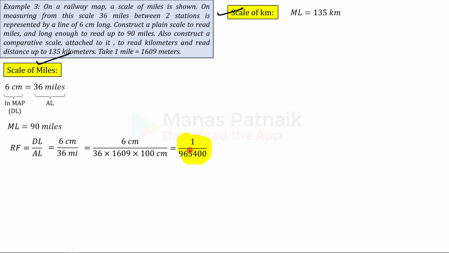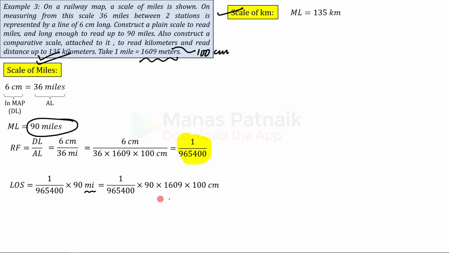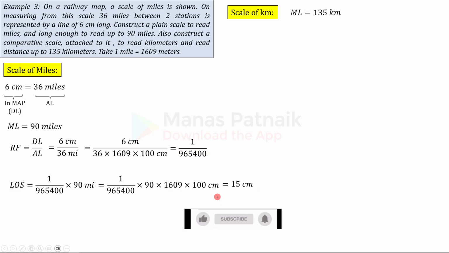Secondly, we are going to use this RF and multiply it with the maximum length to calculate the length of scale for the scale of miles. Let us do this. Do the conversion: 1 mile, and 1 meter is 100 centimeter. Just plug this in a calculator, and what you get is a length of 15 centimeters. Very well.